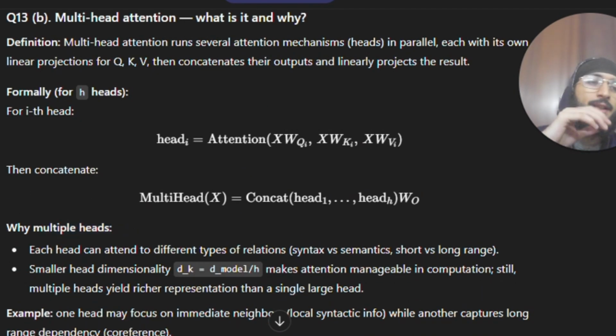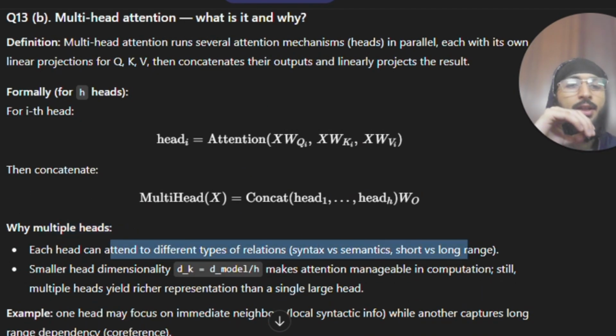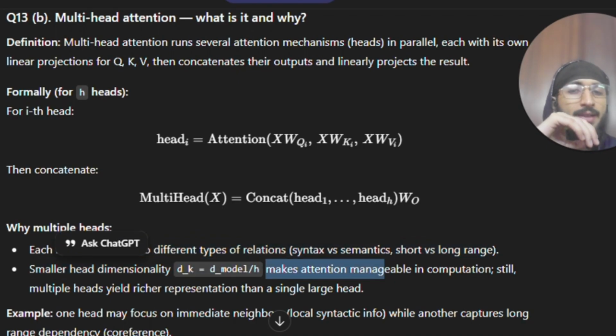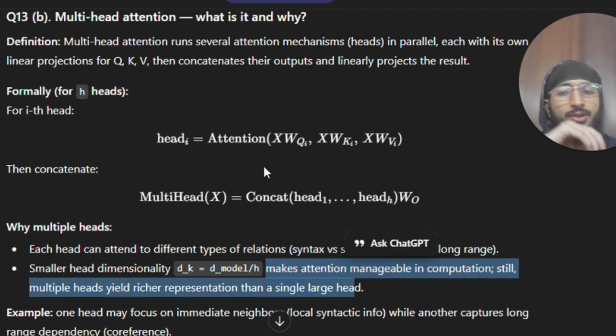Why multiple heads? Each head can attend to different types of relations: syntax versus semantics, short versus long range. Smaller head dimensionality, k equal to d_model divided by h, makes attention manageable in computation. Still, multiple heads yield richer representation than a single large head.